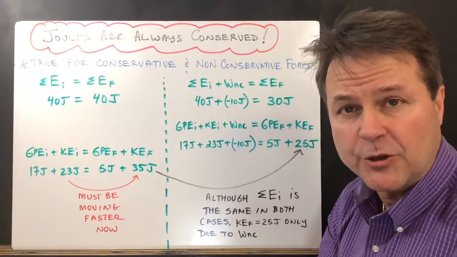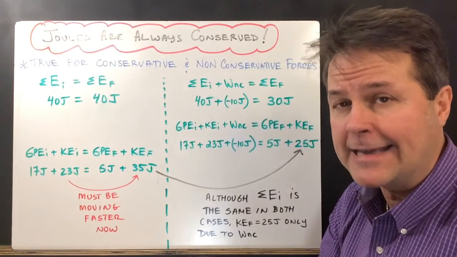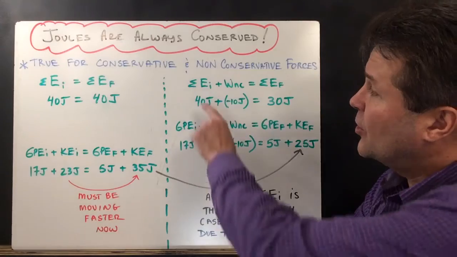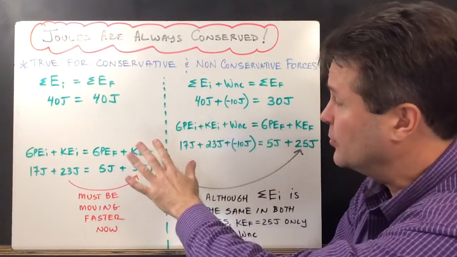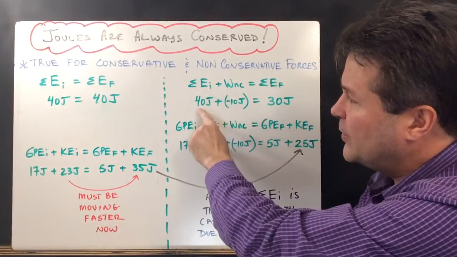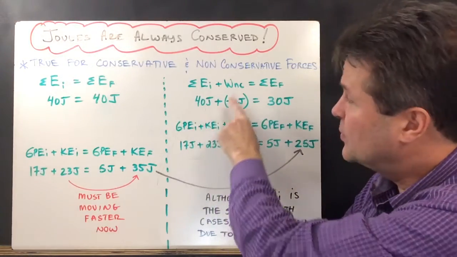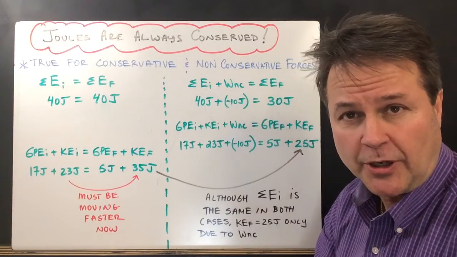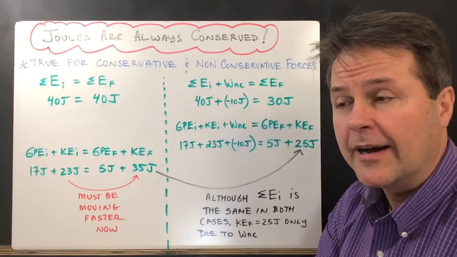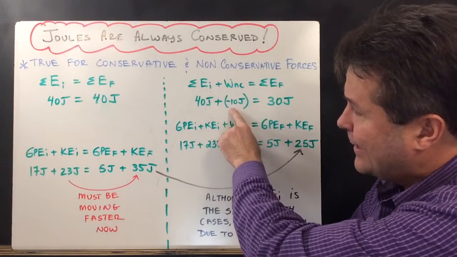Now let's look at a case in which we have non-conservative forces present. So something like friction or air resistance is acting on the object as it is moving. So our initial energy, I'll still use the 40 so you can compare the two. So initially we have 40 joules of energy, but as the object moves, we have 10 joules of work done by friction or air resistance acting on the object. So we write that on the left side as a negative.